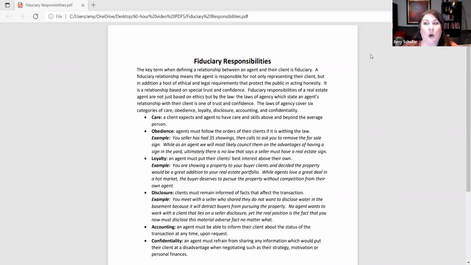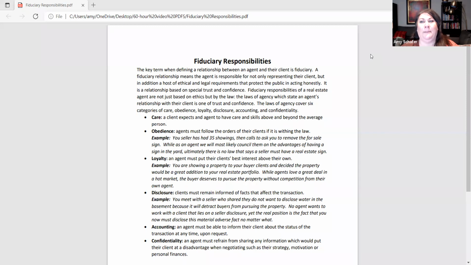But loyalty in terms of the exam, what I think you should be prepared for is, let's say you go and show a property with a buyer and you walk in and you think, man, this would be a great investment for me. I've been looking at getting into the Airbnb business. I'd kind of like to write an offer on this. What do you do? Well, the answer is you should never compete against your clients. That would put them at a complete disadvantage when negotiating.